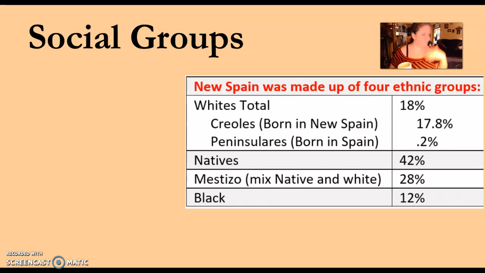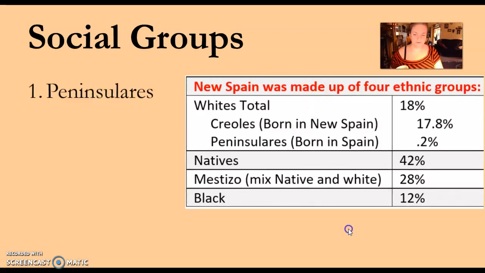Native people in Spain, 42%, the vast majority. Right? The second largest group are the Mestizo people, who are mixed, native and white, 28%. And last, black people who total in at about 12%.